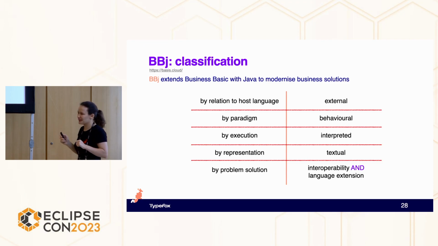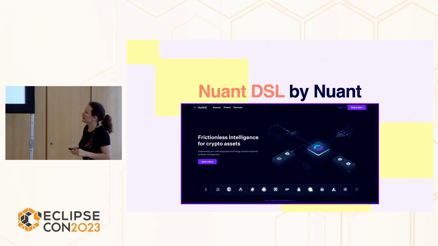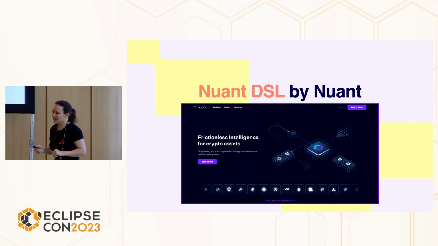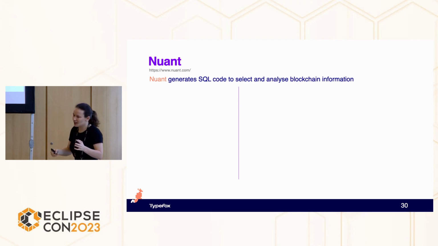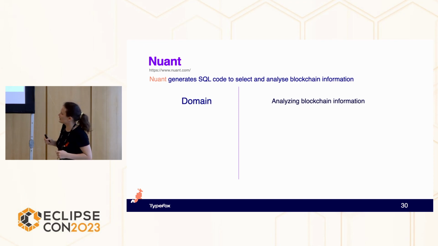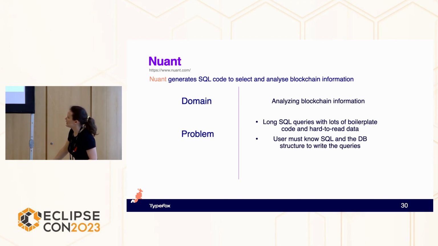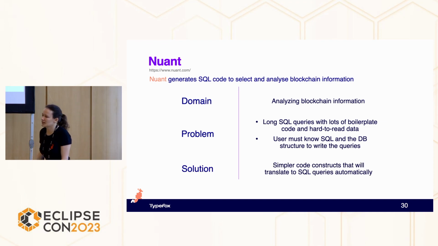One more example. That's Nuant DSL by Nuant. And here we step into the blockchain area. Nuant generates SQL code to select and analyze blockchain information. So a blockchain releases some events, and they're recorded in some database, and we want to analyze them. For that, we need to go to the database and write some SQL queries. Besides, in this case, the user must know SQL and the DB structure to write these queries. The solution that can be provided here is simple code constructs that will translate to SQL queries automatically. Besides, this language also provides some capabilities for analyzing.